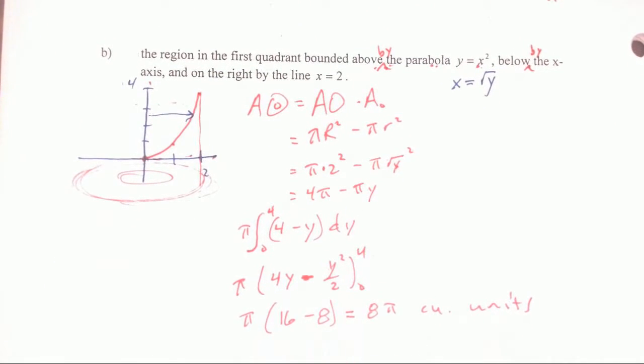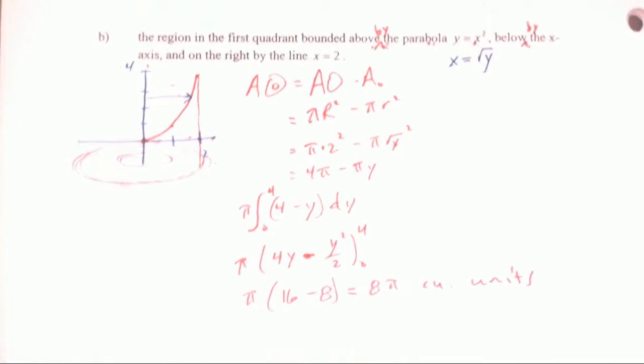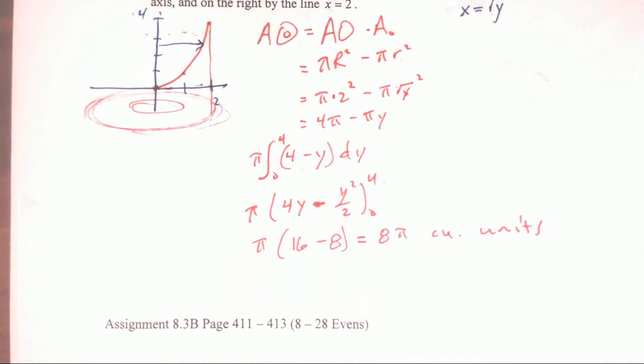Ooh, sorry I didn't bump that up for you. I got so caught up in it. I'm going to leave that on there. Again, hopefully once we get to this point, we have it made. Integral of 4 is 4y, integral of y is y squared over 2, put in 4, put in 0, we get 0, don't need to do it, so we end up with 8 pi cubic units. And there is your assignment that goes along with this.